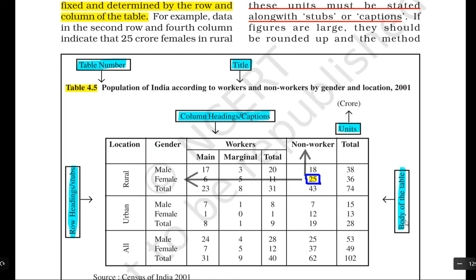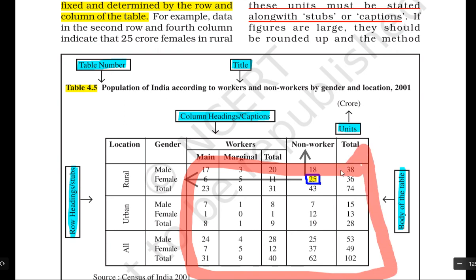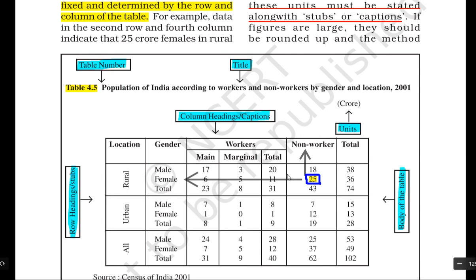In this body of the table, all this part shows you the body of the table. The body of the table is the main part of the table because all the data are presented and written in the body of the table, and every part of the table is written here, like first table number, and second the title of the table is given here, and the third is the column headings.